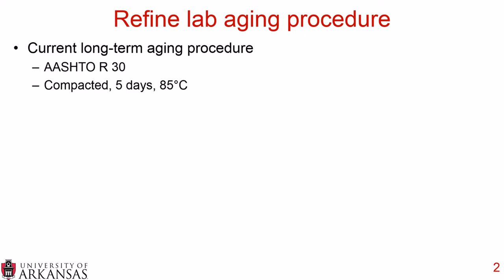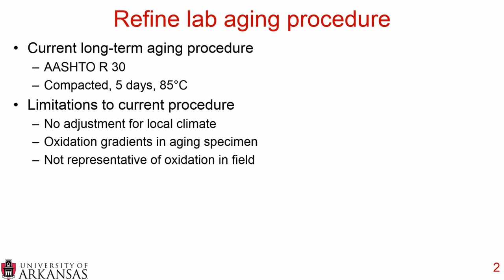The current long-term aging procedure for asphalt mixtures can be found in AASHTO R30, and it's where you take a compacted sample and you age it for 5 days at 85 degrees Celsius in an oven. There are some limitations to this procedure, however. For example, there's no adjustment for local climate.